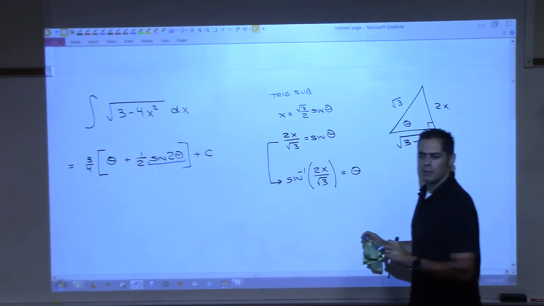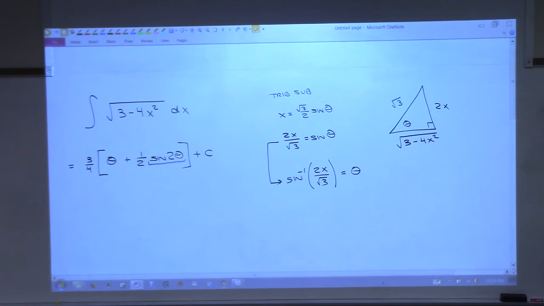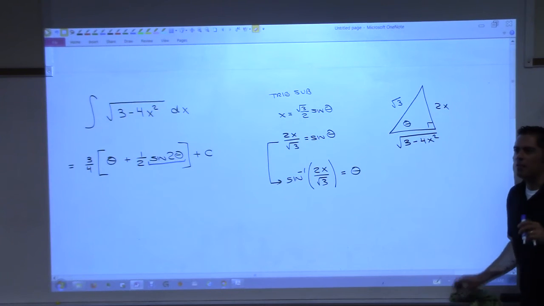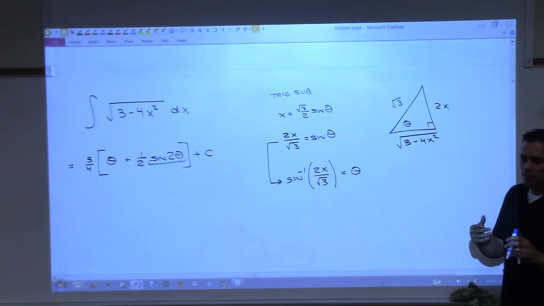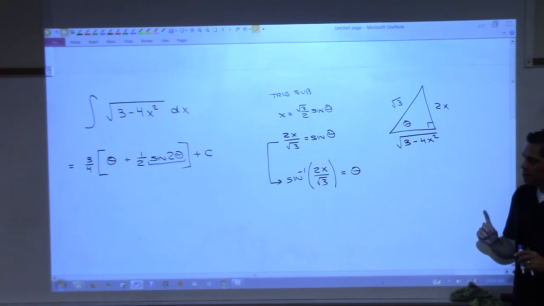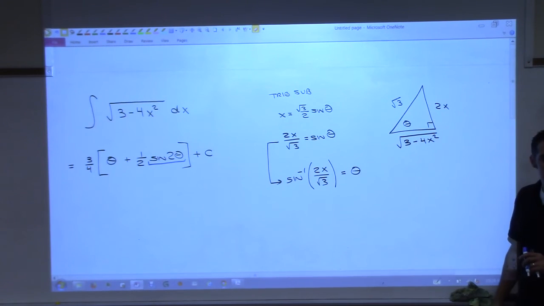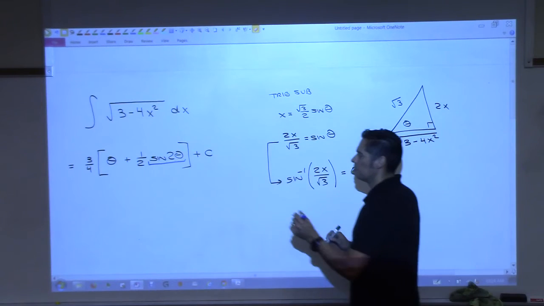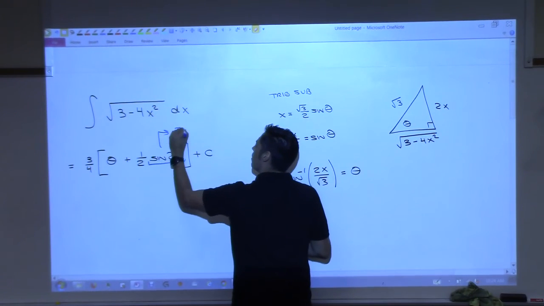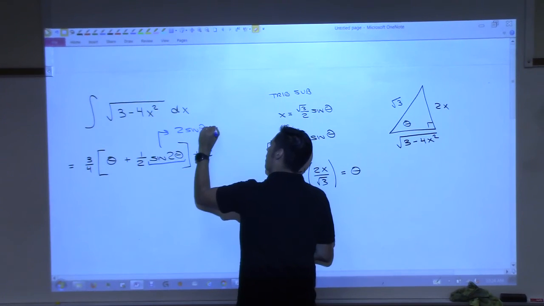Change it back to sine squared. Change it back to what? Sine squared. Oh wait, so you're thinking of undoing the... But there's some way to get that 2 theta to become theta. Oh, isn't it like 2 sine theta cosine theta? Yes, 2 sine theta cosine theta.